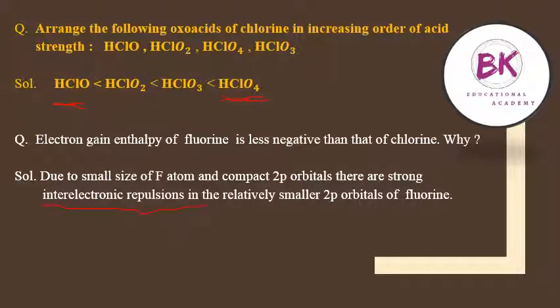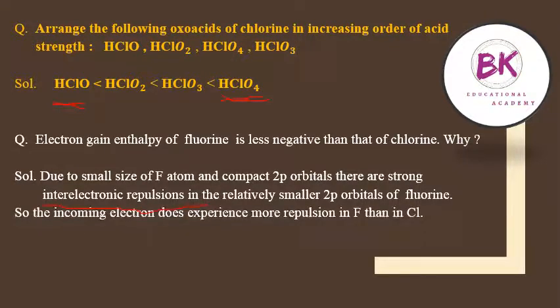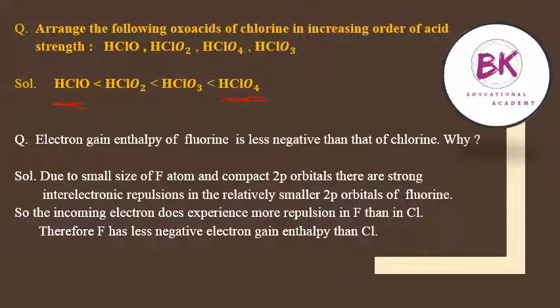Due to the smaller size of 2p orbital, वहाँ पे इलेक्ट्रॉन्स के बीच में ही रिपल्शन स्टार्ट होगा, और वो रिपल्शन बहुत स्ट्रांग होगा क्योंकि 2p का जो साइज़ है 2p ऑर्बिटल का वो ऑलरेडी कॉम्पैक्ट है, और इलेक्ट्रॉन अगर उसमें कोई एडिशनल इलेक्ट्रॉन ऐड हुआ तो जो उनके इलेक्ट्रॉन्स के बीच में रिपल्शन होगा, that repulsion will be higher and stronger. So the incoming electron does experience more repulsion in fluorine than in chlorine. जो इनकमिंग इलेक्ट्रॉन का रिपल्शन होगा वो फ्लोरीन एटम में ज़्यादा होगा as compared to chlorine, because of the compact and the smaller size of fluorine atom, and therefore fluorine has less negative electron gain enthalpy than chlorine.